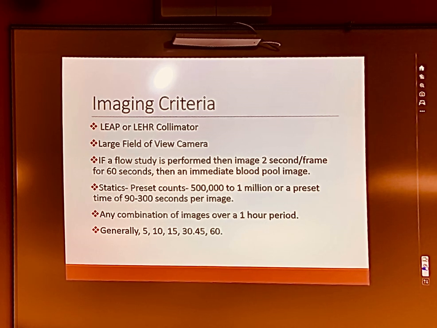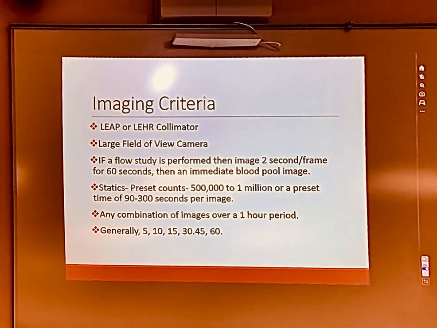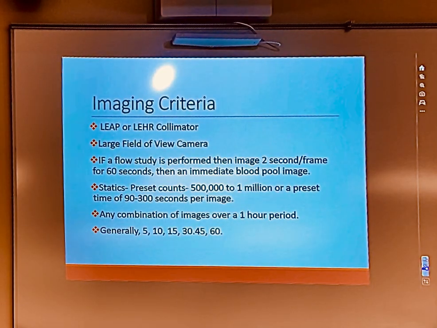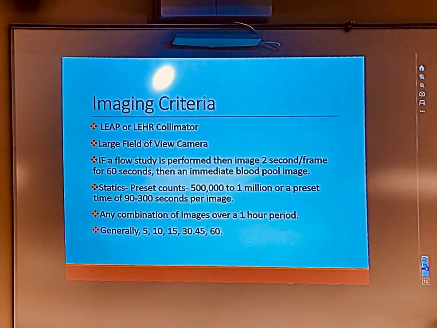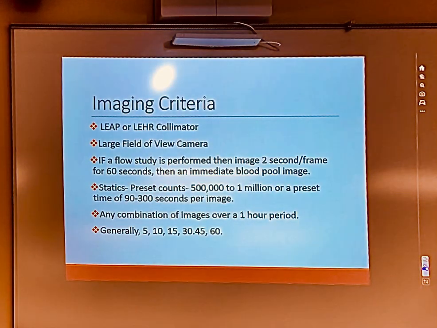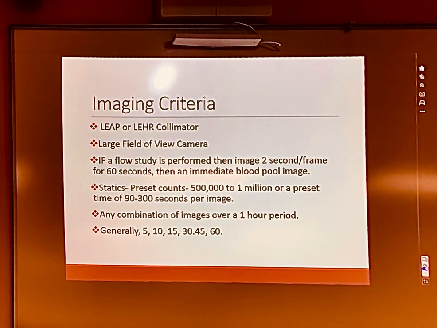If you're going to do a flow study, so almost every flow study that you do, no matter what it is that you're flowing, so to speak, it's 2 seconds a frame for 60 frames, and then a blood pool. Okay. Most places do not flow HIDA scans. They start immediately or within 5 minutes. Okay. However, if someone says to you, can you flow a HIDA scan? The answer is yes. You can flow almost anything. Okay.